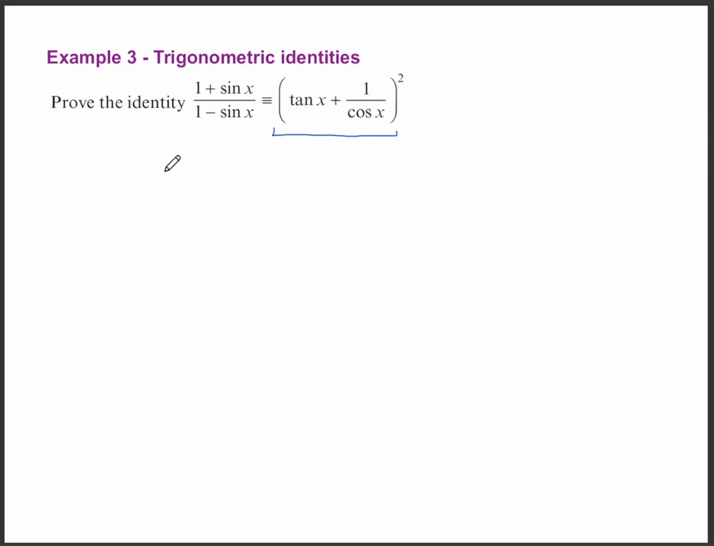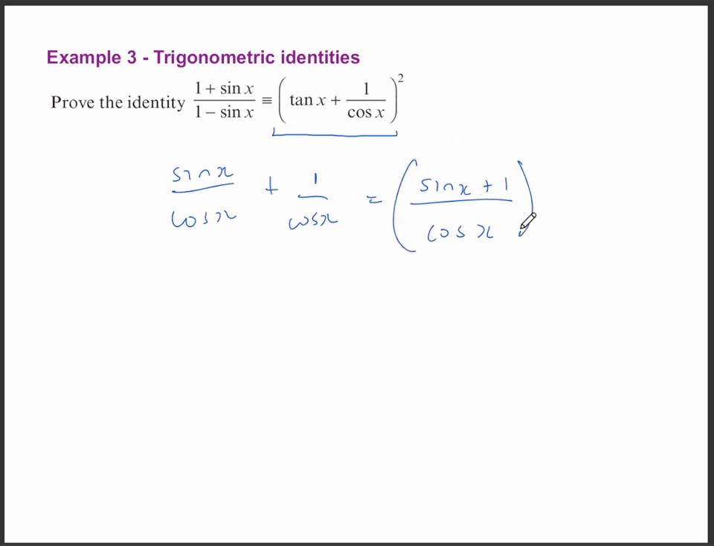So the tan x, I'm going to write it as sine x over cos x. I'm going to add it to 1 over cos x, and this will just give us sine x plus 1 over cos x, because the denominators are the same. And then we want to square it, so we can square that, and we will get 1 plus sine x squared over cos x squared.